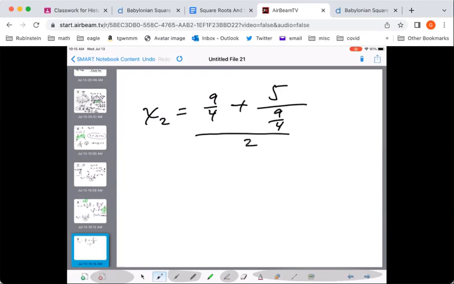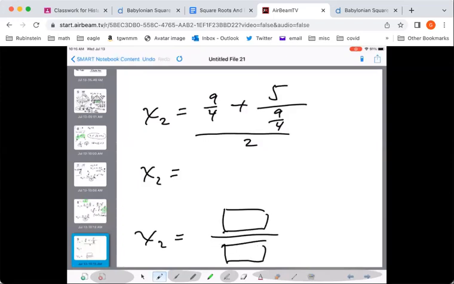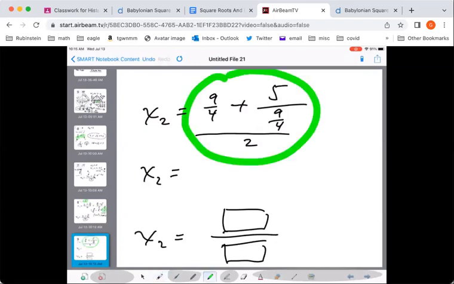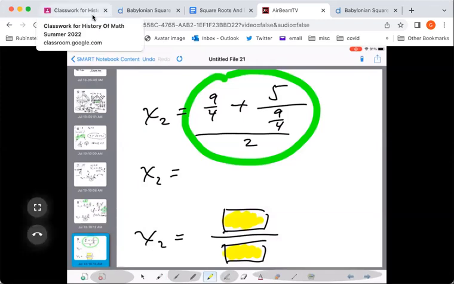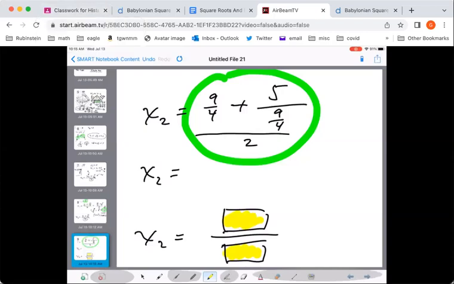Simplifying this is actually kind of tricky. Why don't you take a minute to see if you can simplify this expression? Can you simplify it such that there are just a numerator and a denominator? It's deceptively hard to do that. Everyone take a minute to try to simplify 9/4 plus 5/9 over 2. Go ahead. I'll give you a minute to do that.